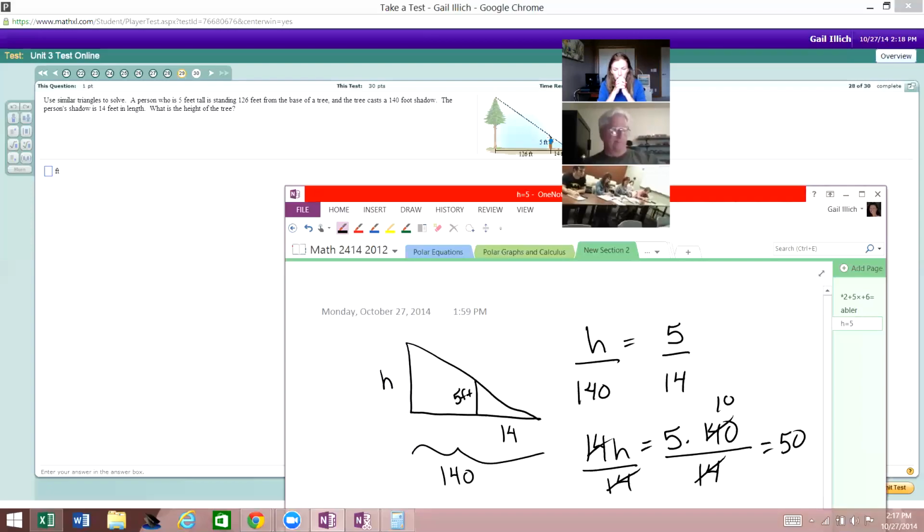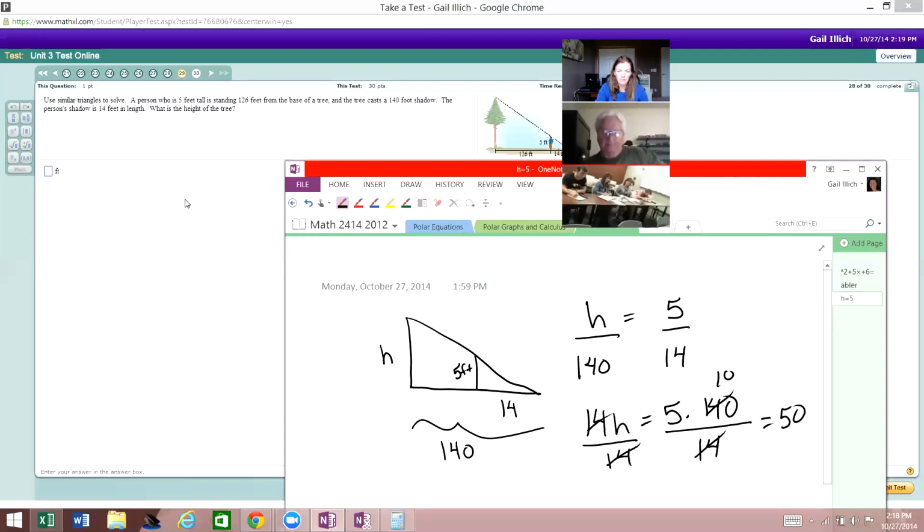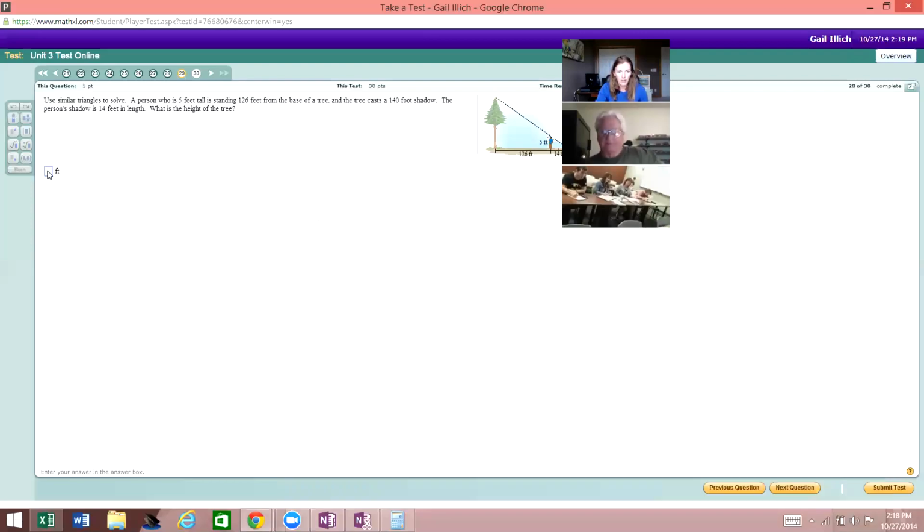Oh, okay. Do you sort of see what happened though? Because you have the 5 foot tall person casting a 14 foot shadow. So if you have a 140 foot shadow, it has to match up the same as you were thinking. So 14 times 10 is 140. So 5 times 10 has to be 50. So it's that same logic that you were using. Or you can just do it my way with the triangle. Okay. So that's 50.